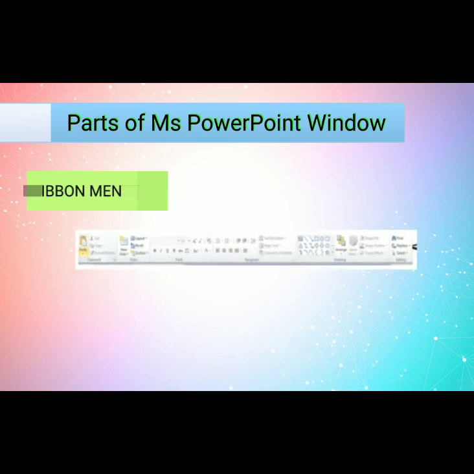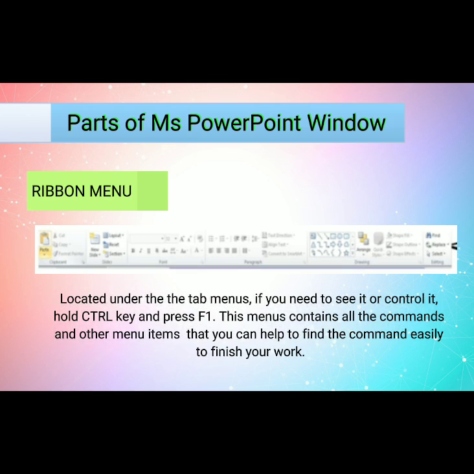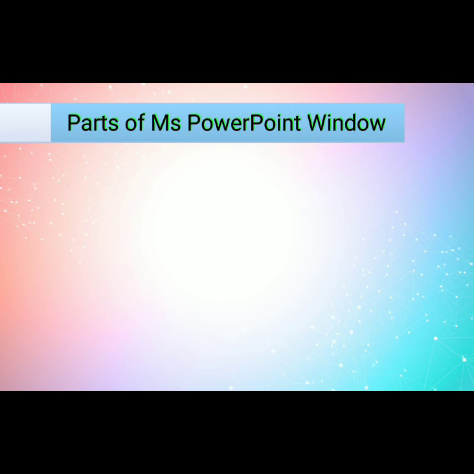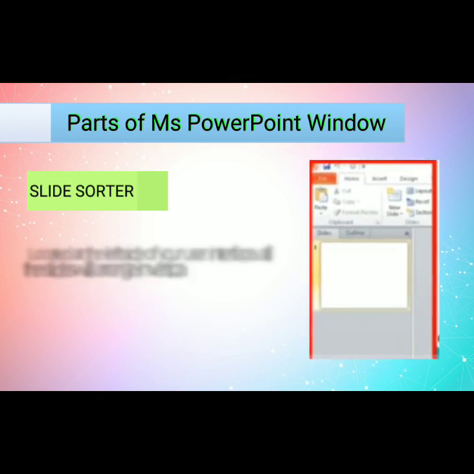Next is the ribbon menu. It is located under the tab menus. If you need to see it or control it, hold Ctrl and press F1. This menu contains the commands and other menu items that can help you find the command easily to finish your work.